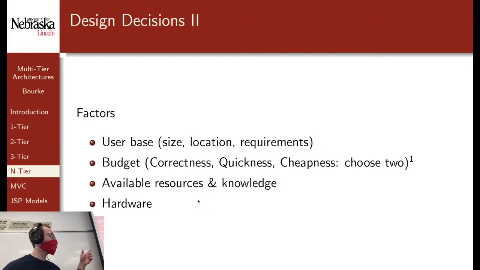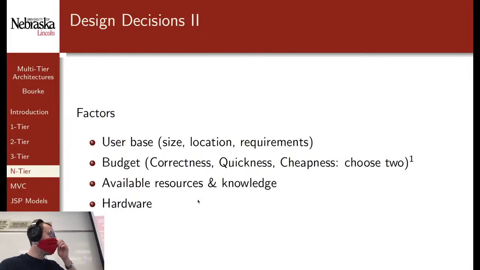Budget, and this is usually referred to as the iron triangle of project management. Here's my triangle, right? Correctness, quickness, cheapness. You can only ever choose at most two. Because if you do it correct and quick, it ain't gonna be cheap. If you do it quick and cheap, probably ain't gonna be correct. If you do it correct and cheap, it ain't gonna be quick, right? So it's not golden, it's the iron triangle, because you can't bend it one way or the other and collapse it down and choose all three, right? At most you can choose two.